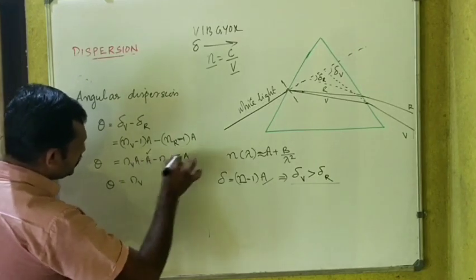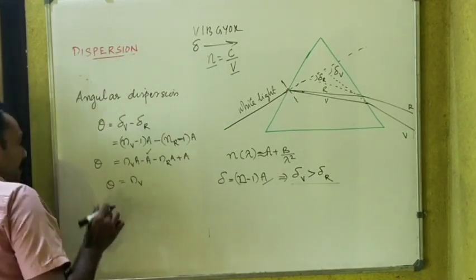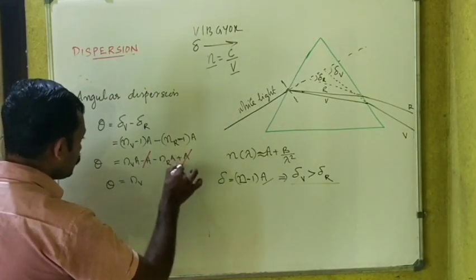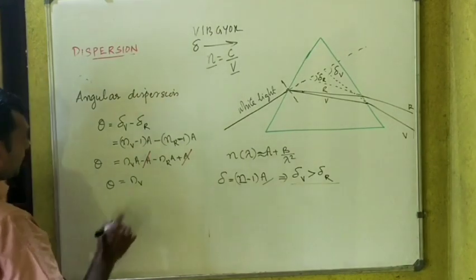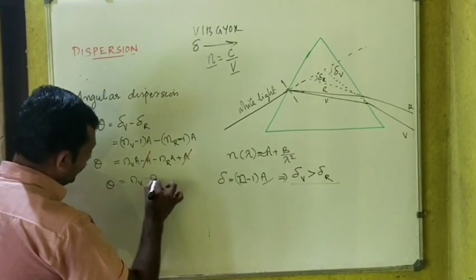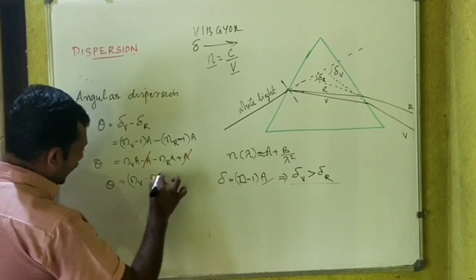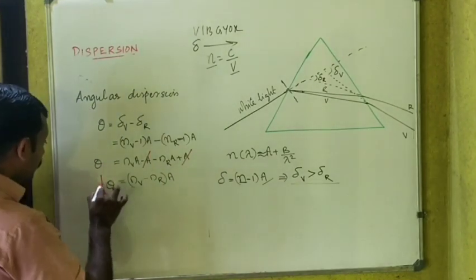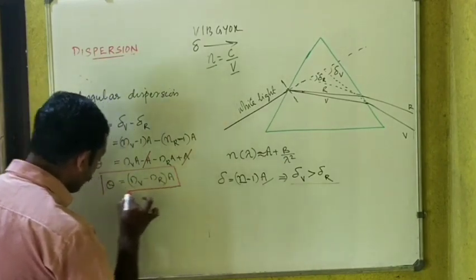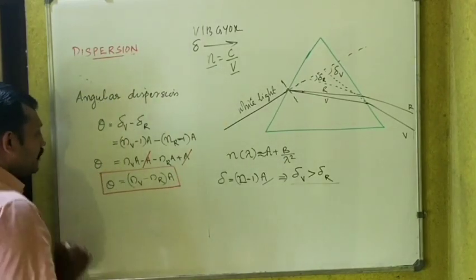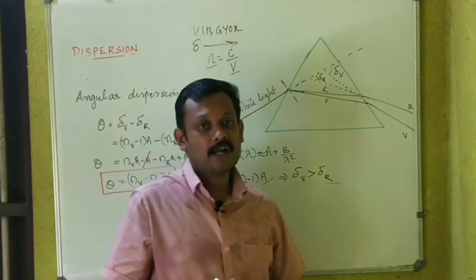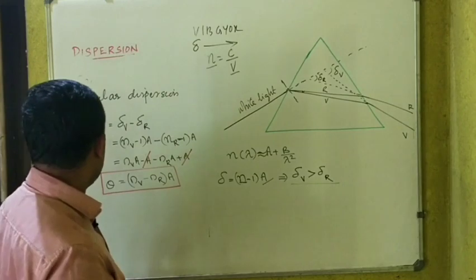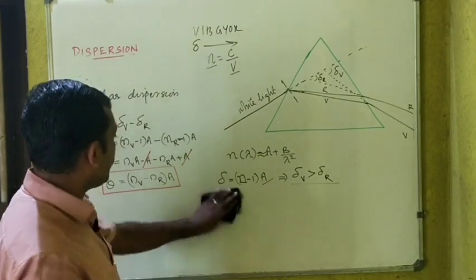This minus A and this plus A cancel each other. Minus A and plus A will cancel out, which means you have NV into A minus NR into A. So I can take A as a common factor here. The angular dispersion theta is equal to NV minus NR into A. NV minus NR into A is the expression for angular dispersion.